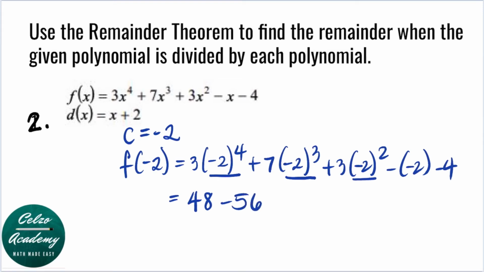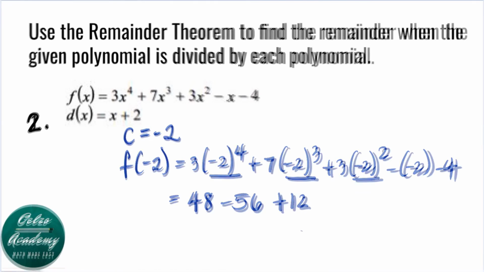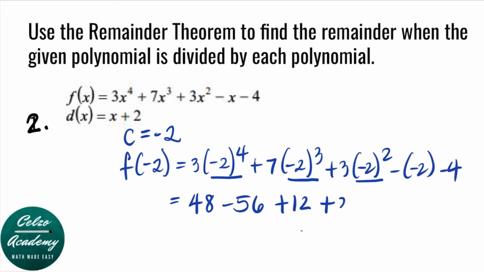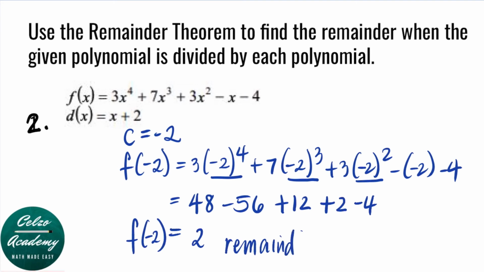Simplifying negative 2 squared, we have 4. 4 times 3, we have 12. Minus negative 2 is plus 2, and we have minus 4. Simplifying this from left to right, 48 minus 56 is negative 8. Negative 8 plus 12 is 4. 4 plus 2 is 6. 6 minus 4 is 2. So the value of f of negative 2 is 2. This means that 2 is the remainder when f of x is divided by x plus 2.